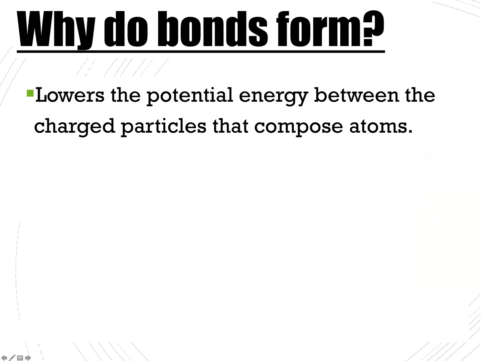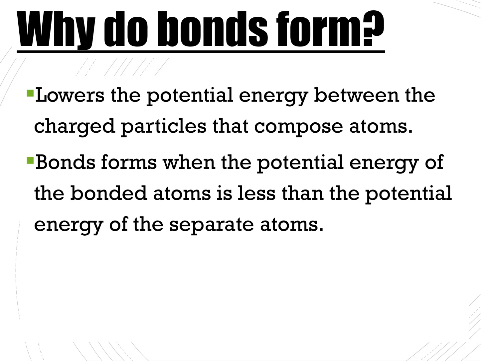All right, so ultimately we're trying to figure out, why do bonds form? Bonds form to lower the potential energy between charged particles that compose atoms. Now, when you take a charged particle, such as an ion, by forming bonds, they ultimately get to an octet. Charged particles are just one way of forming bonds. They don't always use ions. Some bonds do, some bonds do not.